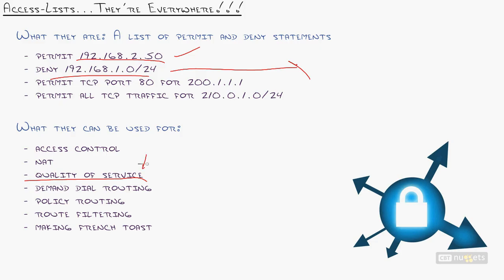So maybe it won't be processed first, or it'll kind of get the back seat to some voice over IP traffic that's going through. You get the idea. So an access control list is not for access control. It is just a list of statements that really just list IP addresses and whether they are permitted or denied. I even think maybe a better way of saying it would have been positive or negative.